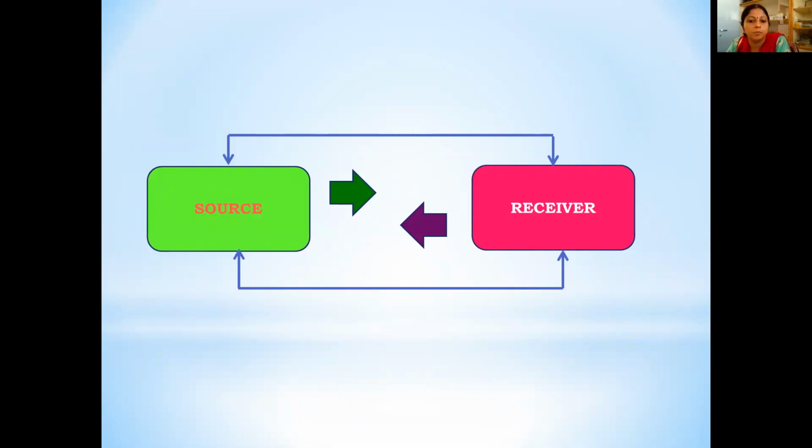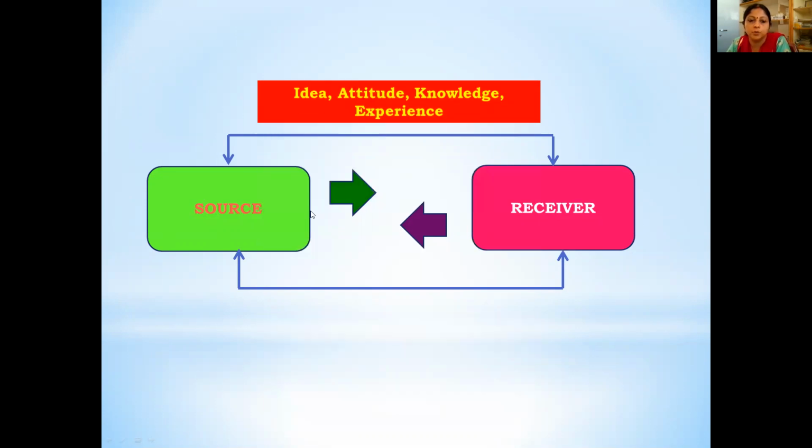When we are talking about communication, we need at least two people to have interpersonal communication. One is called the source and the other is the receiver. The source is going to give his ideas, attitude, knowledge, experience and whatever he felt to the receiver, and taking that, the receiver is going to give feedback or response to the source.